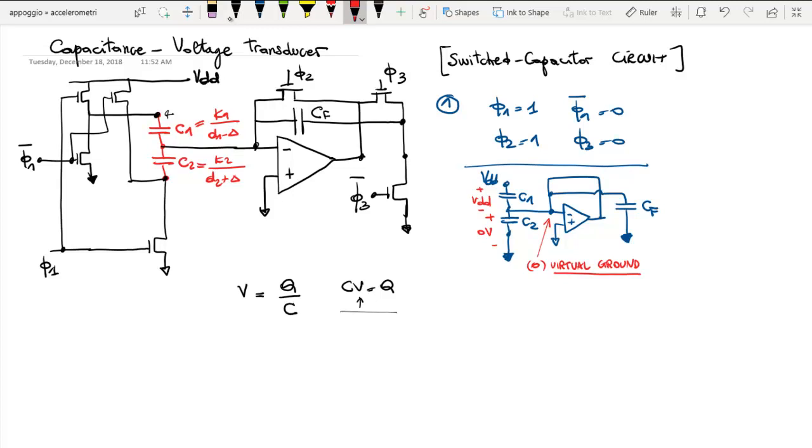So we have on C1 a charge, let's call it Q1, that is equal to C1 times VDD. Okay? If we consider capacitance CF, also CF is at 0 volt, because of course this node is at 0 and the other node is at ground. So C1 is charged to VDD, so it has a charge Q1 equal to C1 times VDD, and the other two capacitances are at 0.